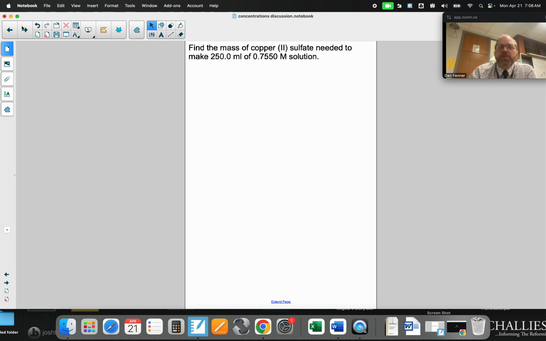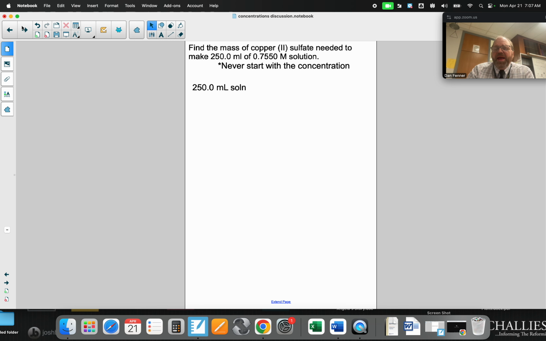All right, now there's another kind of problem we can also do. I can give you a problem like this. Find the mass of copper 2 sulfate needed to make 250.0 milliliters of 0.7550 molar solution. Now, there's a rule that I always teach my kids. We never, ever, ever start with a concentration. Why? Because we're going to use that concentration as a unit converter. We're going to use it to get out of something and into something. So we always start with the other value. The other value is 250.0 milliliters.